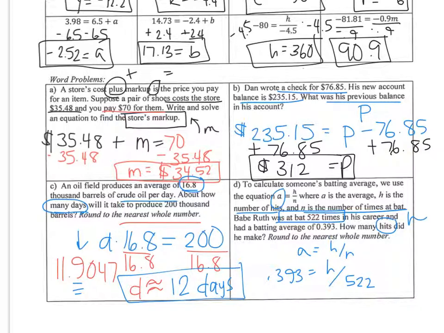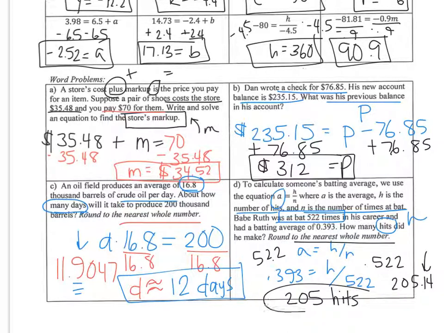So when I solve for H, I multiply both sides by 522. So I do 522 times .393. And you get about 205.14, because it says round to the nearest whole number. Since I'm rounding to the nearest whole number, I look at the 1, and it's 205 hits. Always make sure you have a unit. There's my answer.